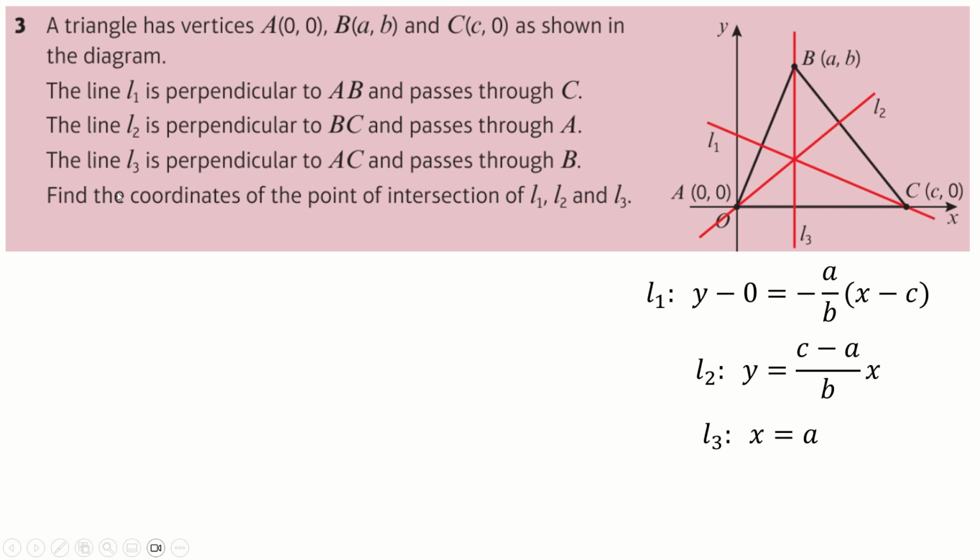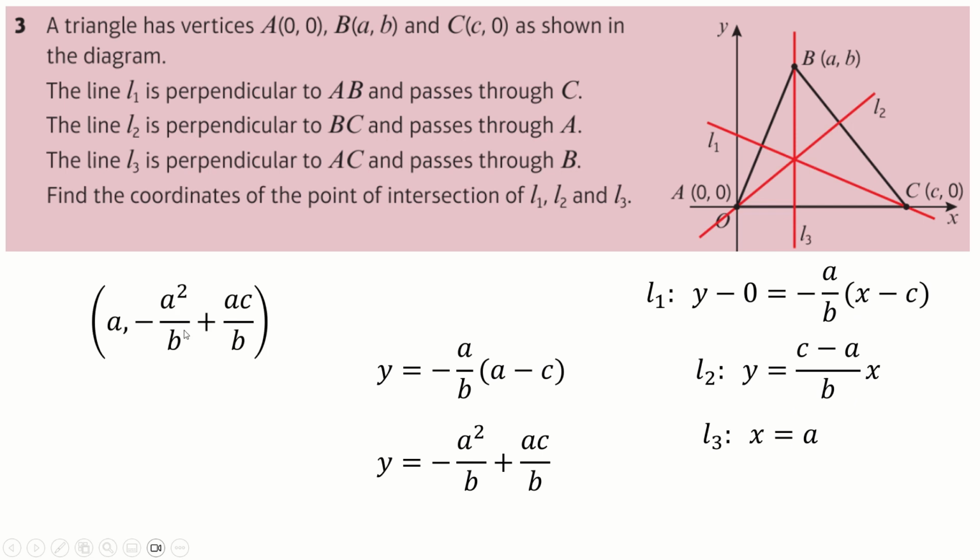Now, it hasn't told me that I need to show that these lines meet at the same point. It just says find the point of intersection of L1, L2, and L3, which implies that I don't need to show they meet at a single point because it's telling me they do. So I'm just going to put x equals a into here, or even into here. It doesn't really matter which, and you can immediately find the y coordinate because you know the x coordinate has to be a, because this intersection is on the line x equals a. So you can just find the y coordinate by putting this into either of those, and then just leave it like this, and that will be the answer.